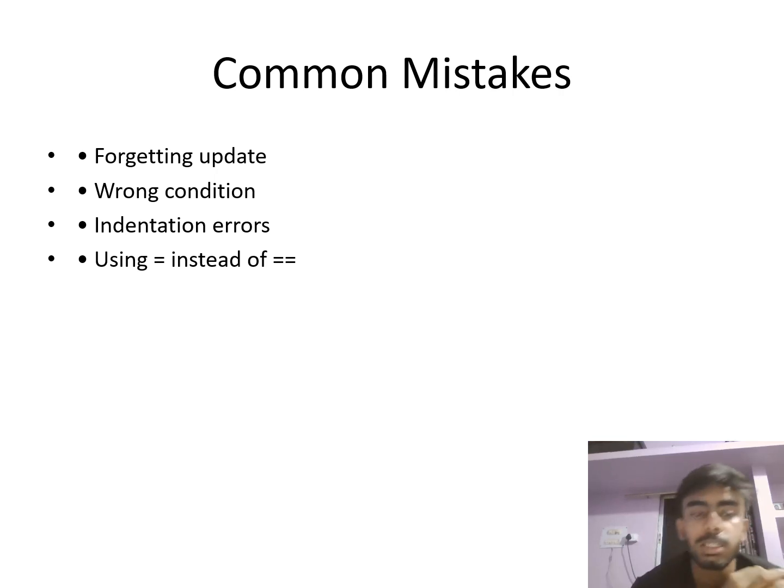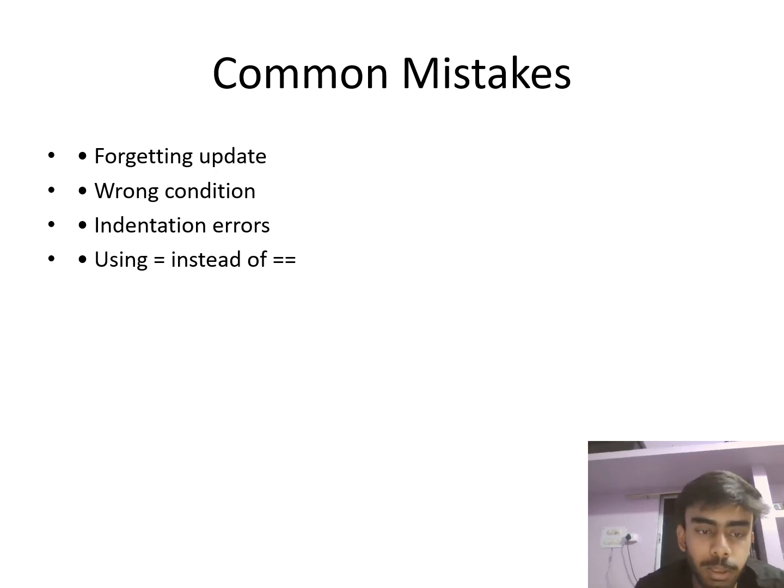What are the common mistakes we make while coding? So common mistakes are forgetting updates. We forget our updates. We use wrong conditions. That's why our code gets wrong. We leave out our indentation while coding. Some people leave out that indentation part. They don't know that indentation is very important in your if, in your for loop, in your while loop, in your else, in your else if.